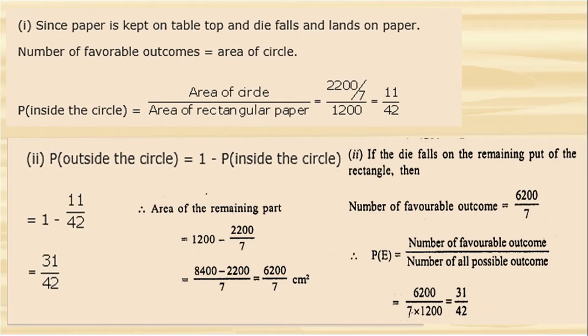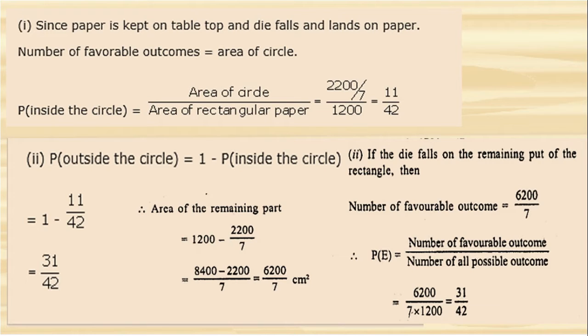So what is the area of the circle? What is the possibility that it will lie on the circle? That is 2200 by 7 is the favorable outcome as it is the area of a circle which we have already calculated. So total possible outcomes is 1200, hence it results as 11 by 42.